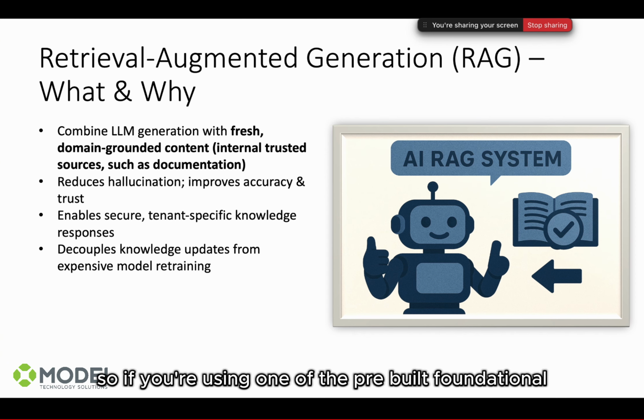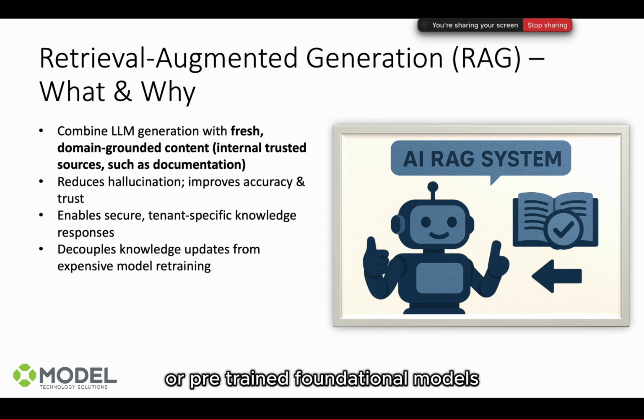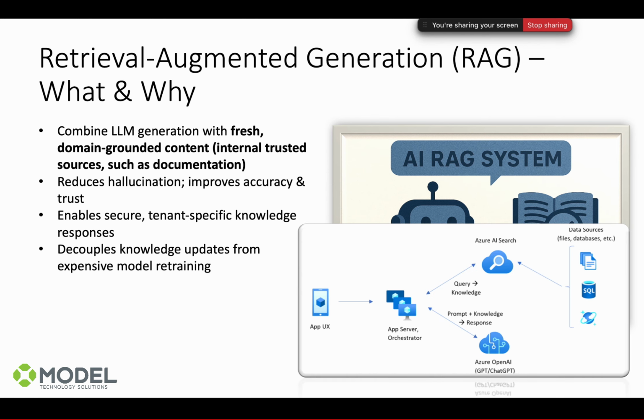So if you're using one of the pre-built foundational or pre-trained foundational models as an example, you don't have to feed it images of a banana for it to determine this is an image of a banana. But if you develop your LLM from scratch that's not pre-trained, you have to retrain or pre-train all of the data you want it to recognize and to acknowledge.